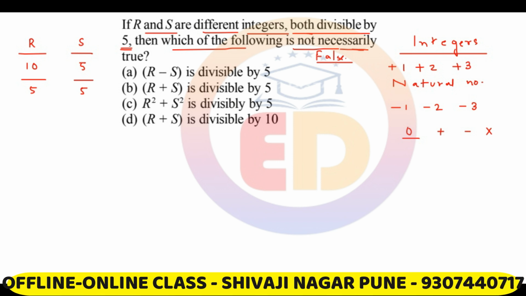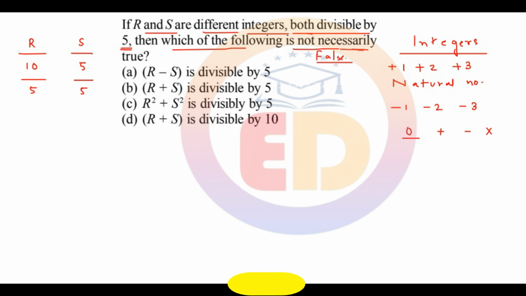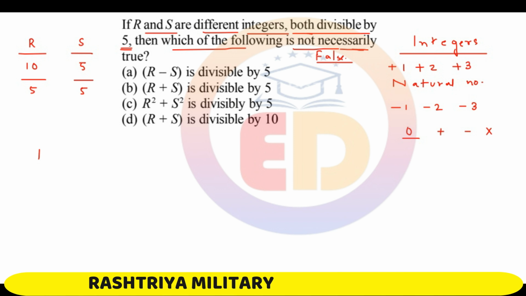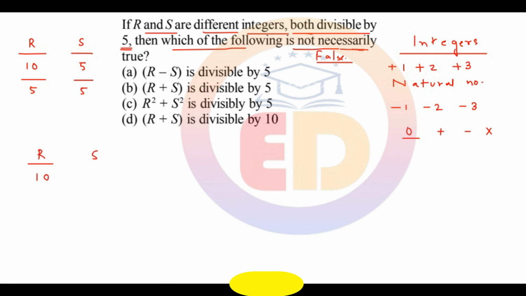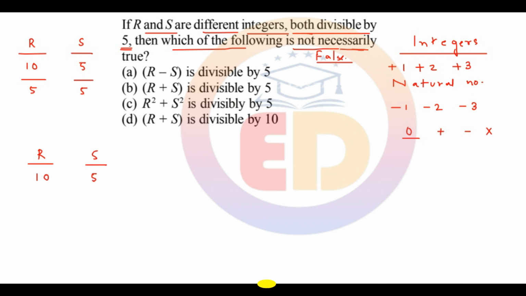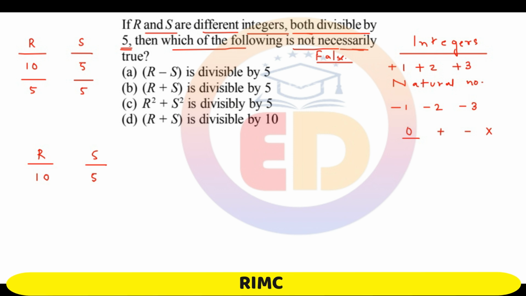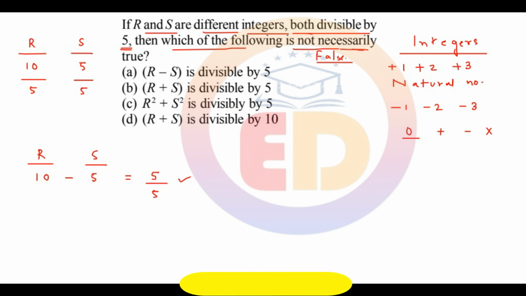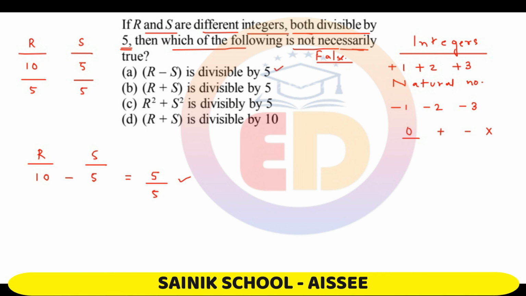Now let us check all these four statements. The first statement is R minus S is divisible by 5. So R is 10 and S is 5. According to the first statement, R minus S is divisible by 5. Guys, is 10 minus 5, which is 5, divisible by 5? Yes, it is divisible by 5. So the first statement is correct.